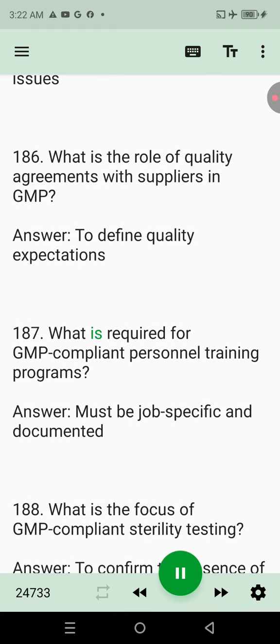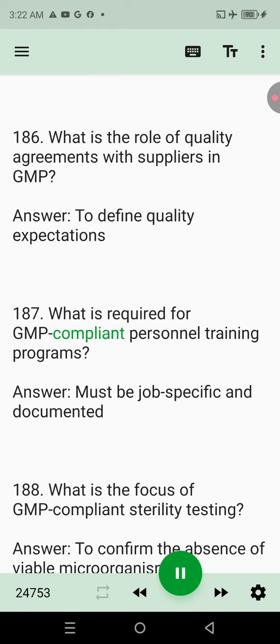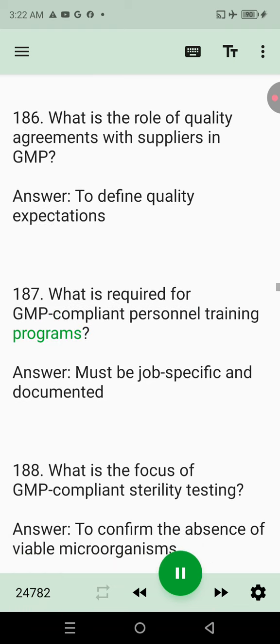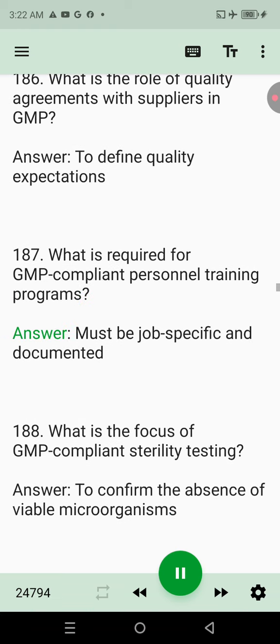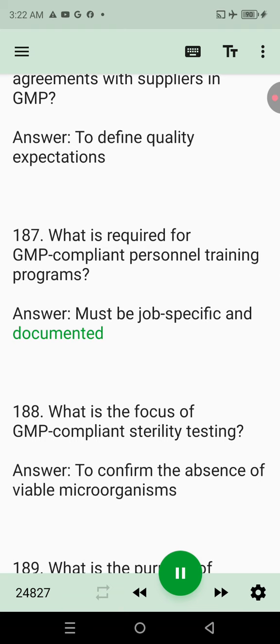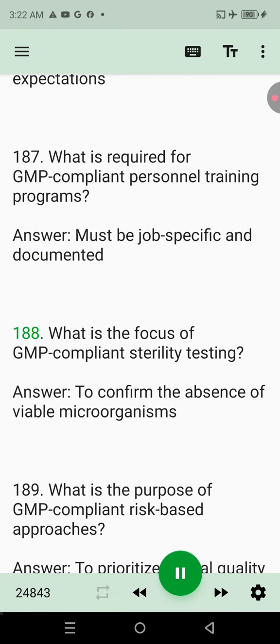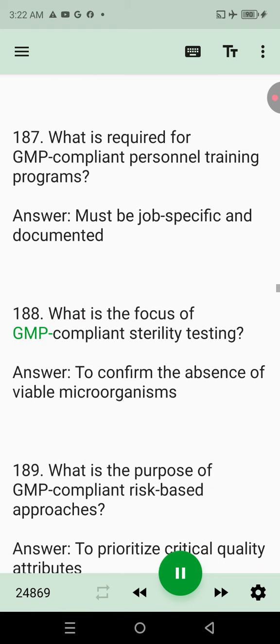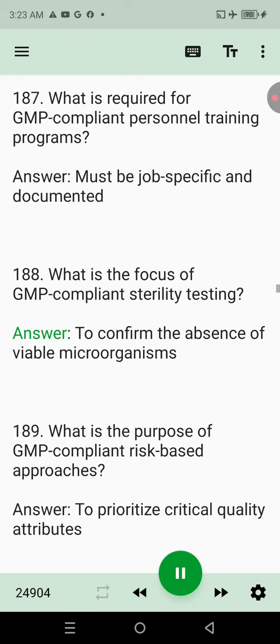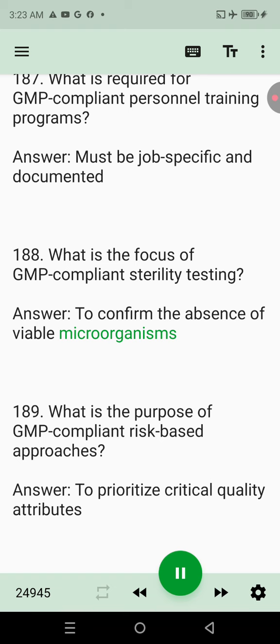187. What is required for GMP-compliant personnel training programs? Answer: must be job-specific and documented. 188. What is the focus of GMP-compliant sterility testing? Answer: to confirm the absence of viable microorganisms.